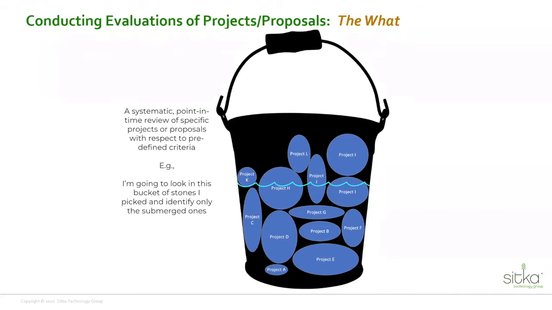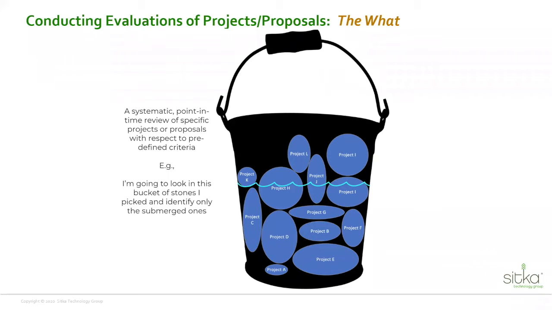Just to use a silly, simple example, let's say I've collected a bucket of rocks and I put some water in the bucket. The bucket represents an evaluation. You fill that bucket with a number of projects. So those are the rocks. And then you have some sort of criteria. In this case, we'll say the water represents the criteria we're using to measure the projects. And we want to know which ones are submerged, right? That's the criteria, if the rock is more or less submerged.